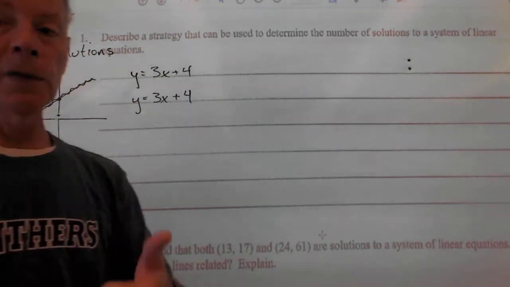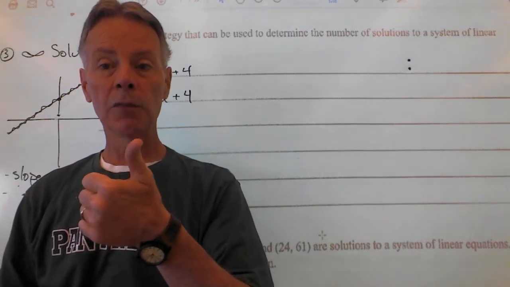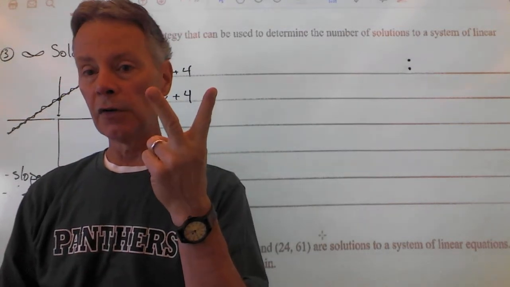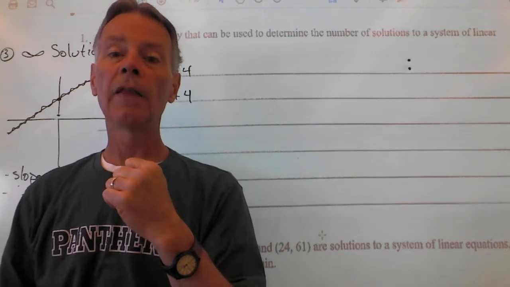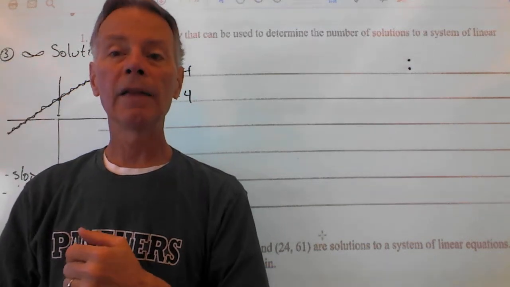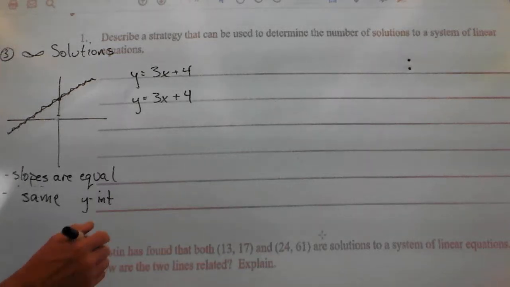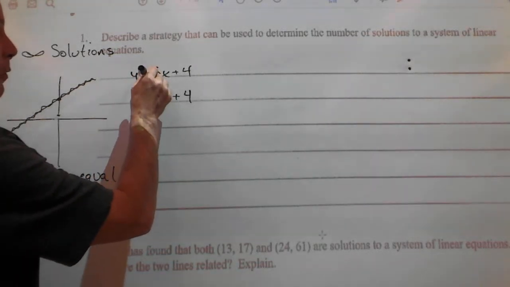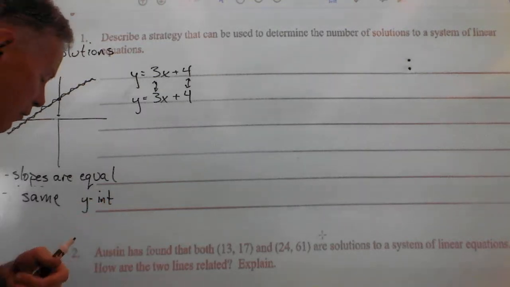Okay? So, one solution, if you have different slopes. Solution number two, excuse me, is where you have no solutions. That's when you have parallel lines, different y-intercepts. And then this last one, an infinite number of solutions, when you have same slope, same y-intercept. Okay? So three different groups.